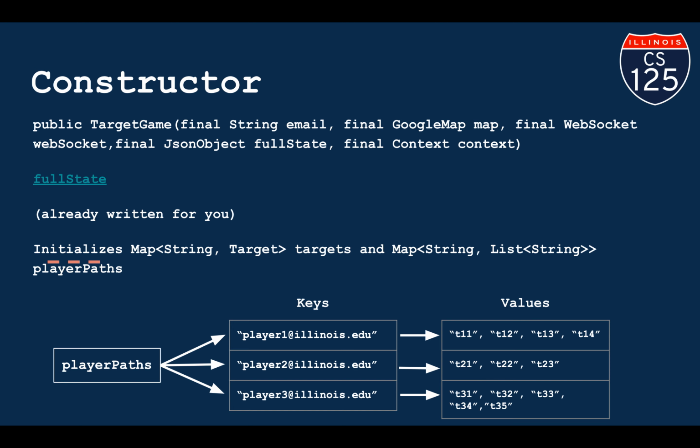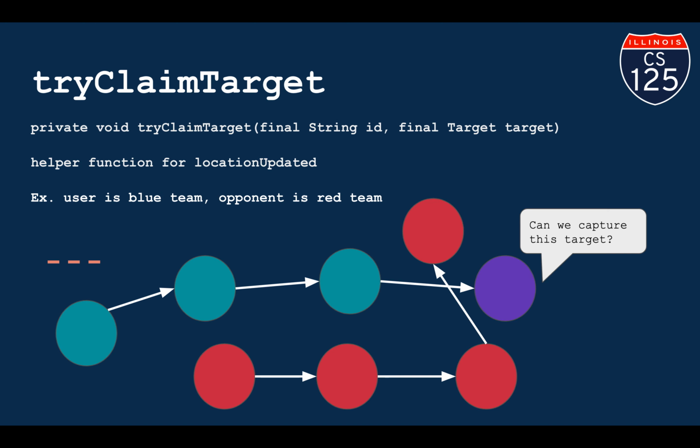So, for example, we have a key called player1@illinois.edu. This is just some player, and this is their email. The value that it points to is a list of target IDs, T11, T12, and so on. This represents every target that they've captured, basically the path. We use this in a helper function for location updated called try_claim_target. try_claim_target will use the snake rule to determine if we can capture a target.